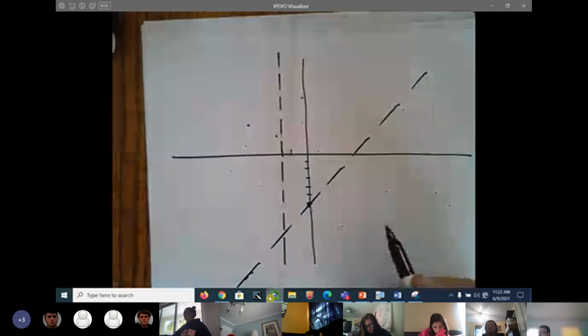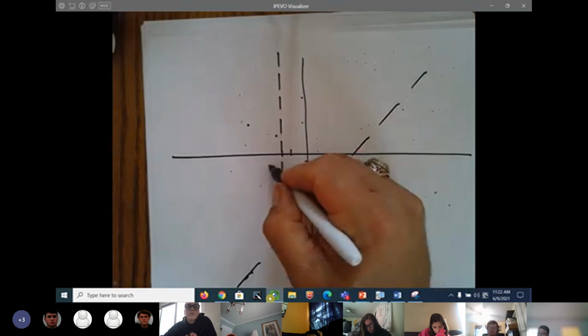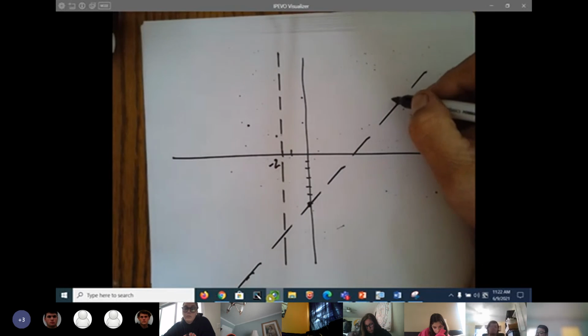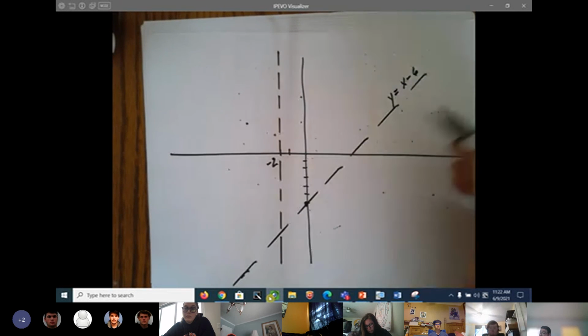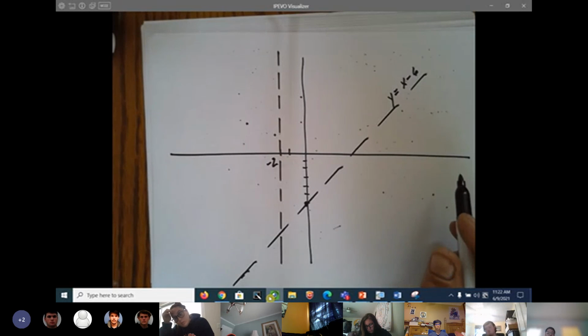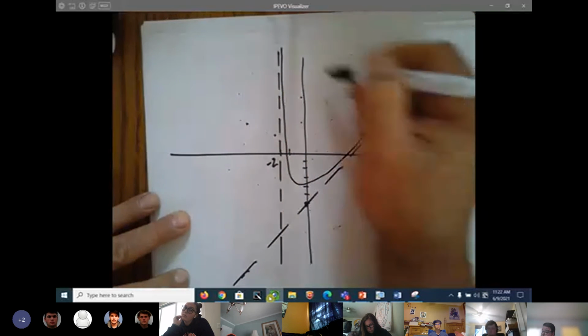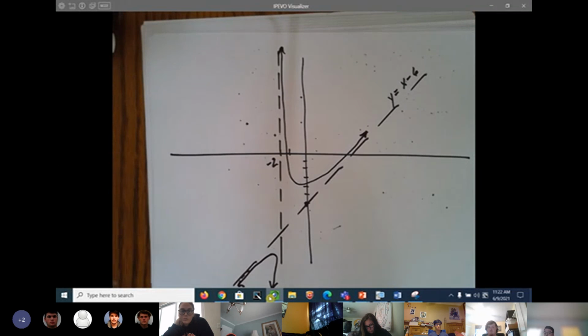And there is your vertical and horizontal. I meant your vertical at x is equal to negative 2, and your y is equal to x minus 6 as far as an oblique. So what does your graph look like? Well, chances are it's going to look like this. And then down here, like that. So let's see what it looks like.